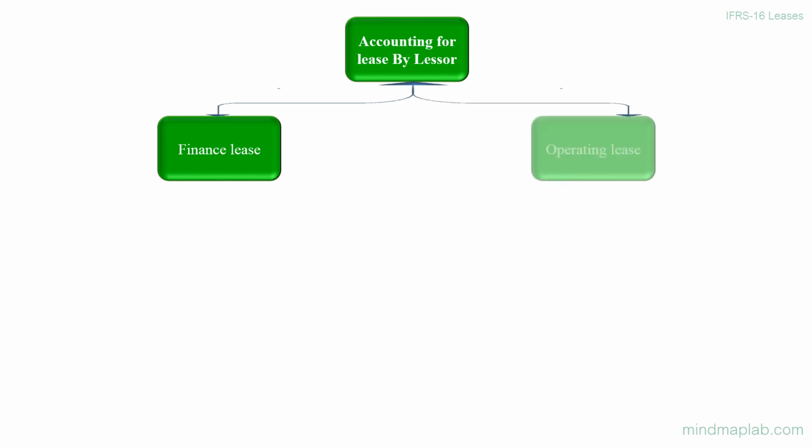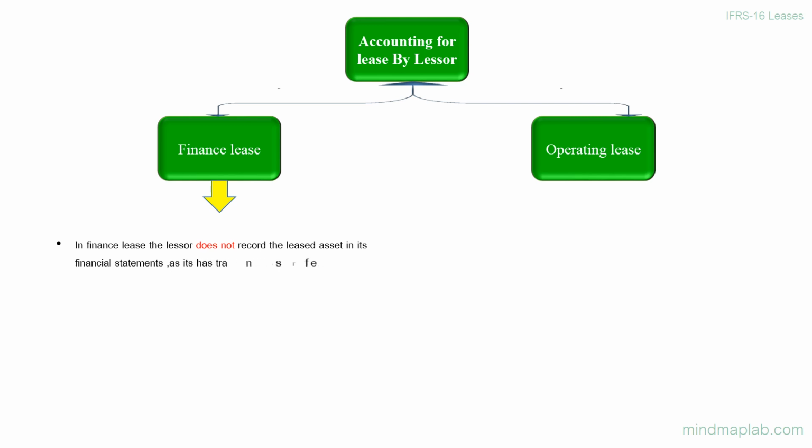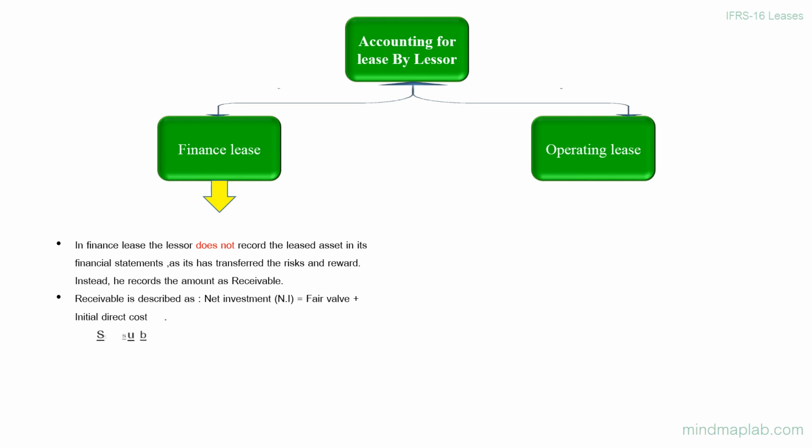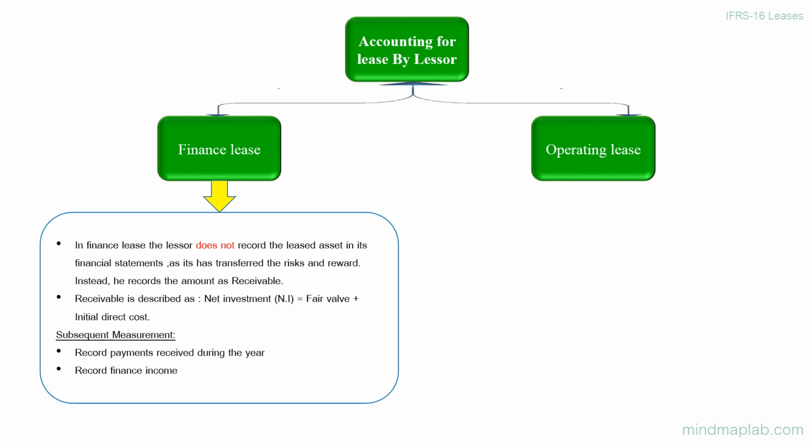Accounting for lease by lessor. Accounting for lease by lessor depends on whether the lease is a finance lease or operating lease. Finance lease. In finance lease the lessor does not record the leased asset in its financial statements, as it has transferred the risks and reward. Instead, he records the amount as receivable. Receivable is described as net investment, which is the sum of fair value and initial direct cost. For subsequent measurement, record payments received during the year.